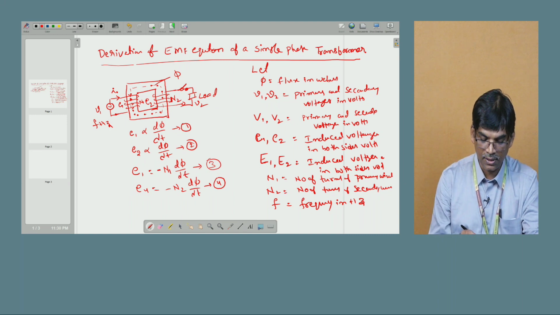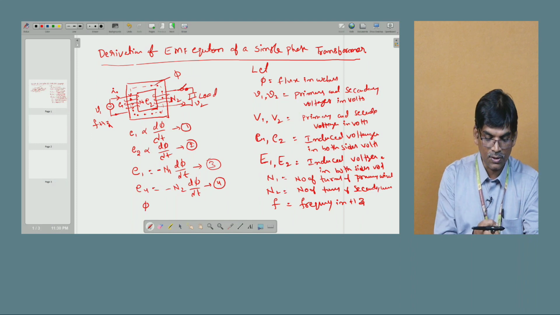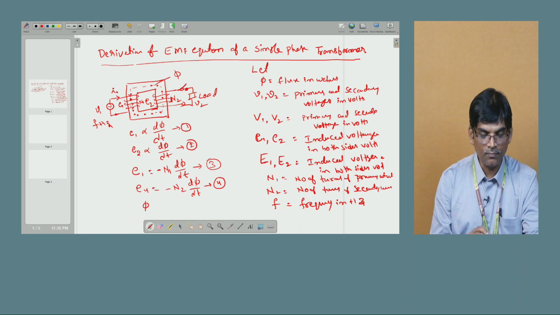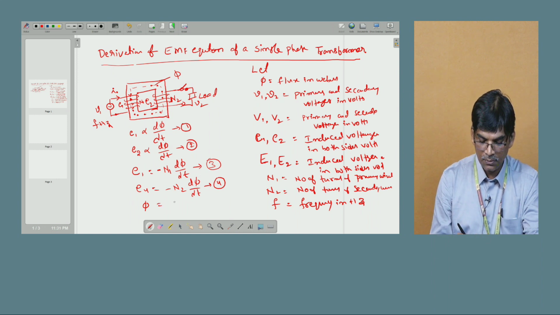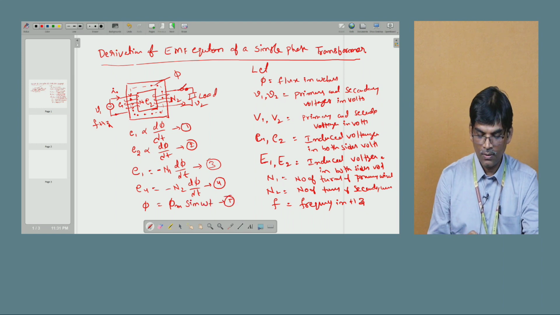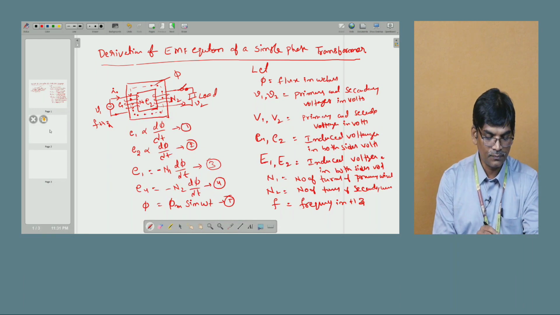So it is sinusoidal in nature, and we can consider φ as follows. Why? Because once you give the voltage V1 here, it causes current to pass through and sets up the magnetic flux, so φ is equal to φm sin ωt. This is equation 5. So this value is substituted in equation 1.